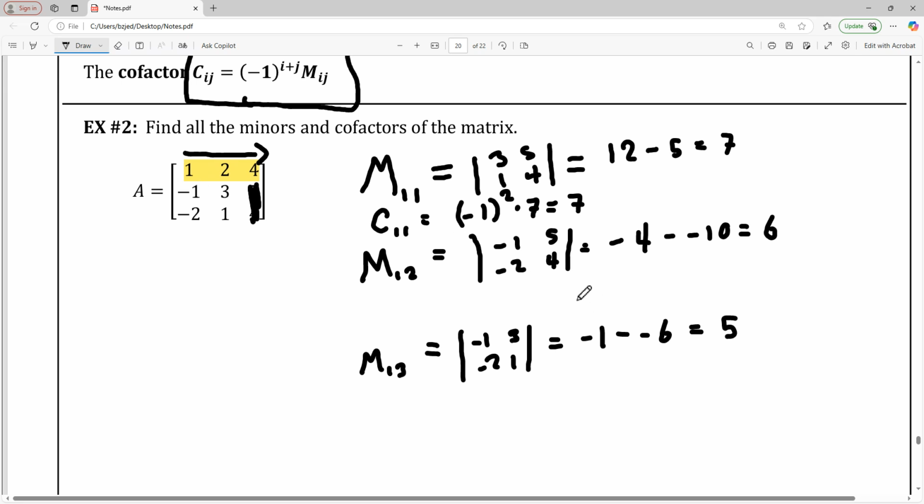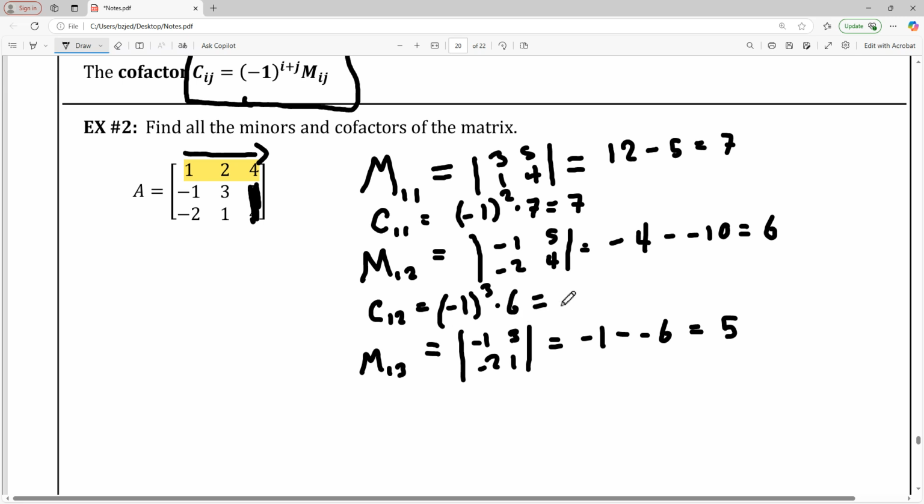If I want to find cofactor 1, 2, that would just equal negative 1 to the power of 1 plus 2. 1 plus 2 is 3, times the number we got here a second ago, which is 6.